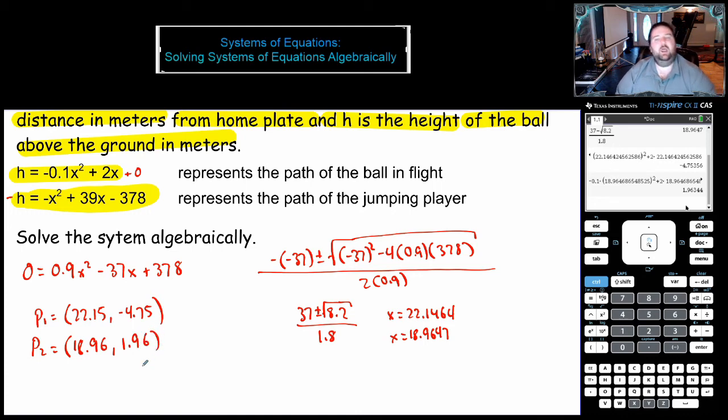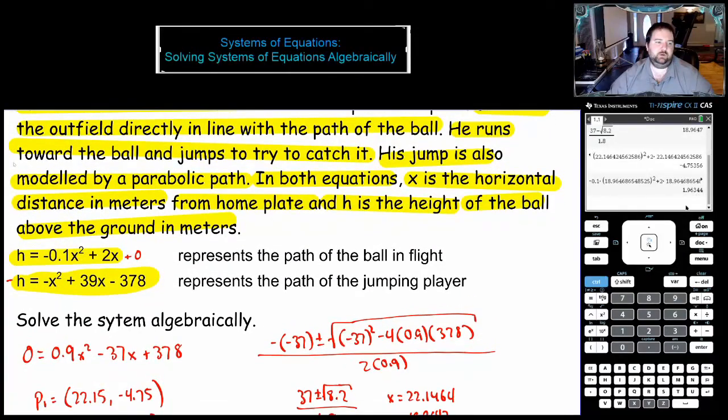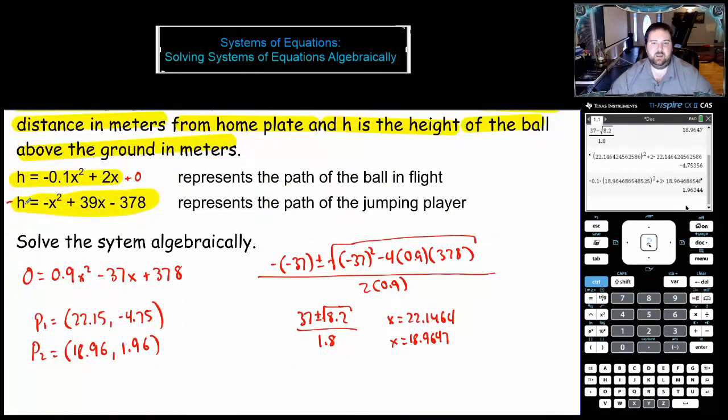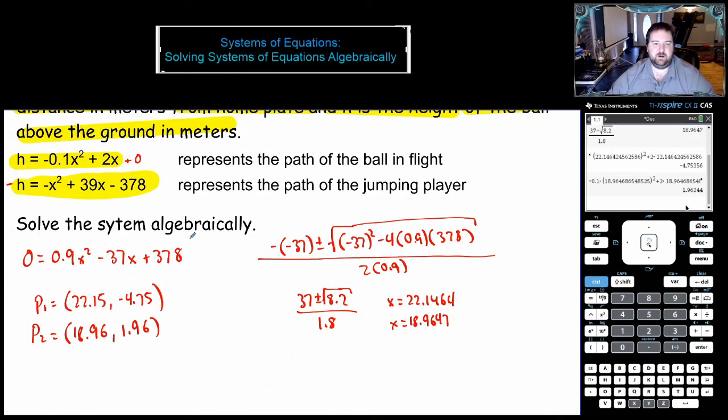1.96. All right, so we have our two solutions here. We need to verify them still, and so we're going to graph it in a second and verify. But before we do, we started with this equation here. Circle it for now. We started with that equation there. I want to show you something.